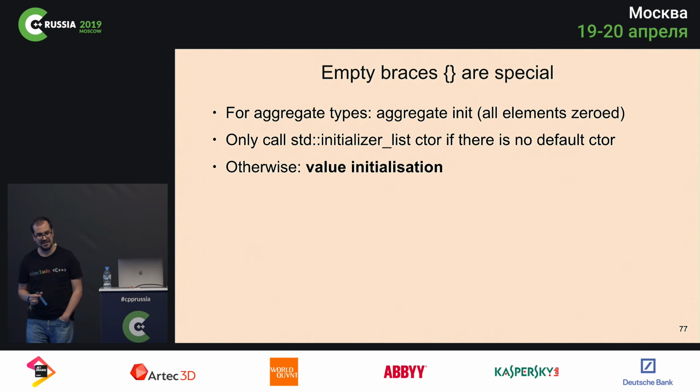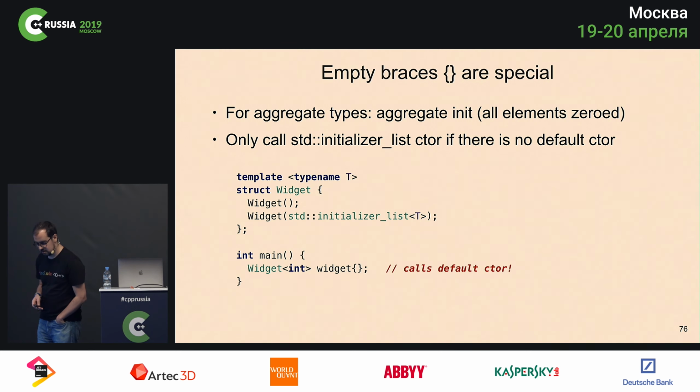Juanpi has a question. What if you have a constructor with an argument with a default value? Like a default parameter, but no default constructor. And if you don't have an initializer list constructor, it's going to call that. And then you do curly, curly. It's going to call that one with a default argument, I think. But let's check it. Does that count as a default? Yeah, let's check it. I think it counts as a default constructor, and then it's going to call that. But I'm not 100% sure, so let's check it.